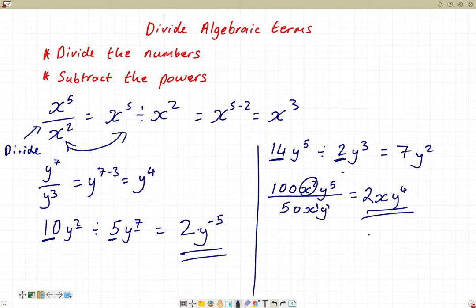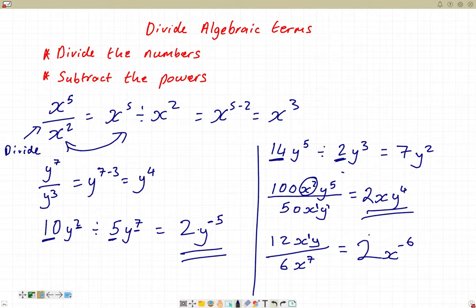Okay, let's try another one. So let's say I had 12xy divided by 6x to the power of 7. Now for this one, 12 divided by 6 is 2. Now here I have x to the power of 1 divided by x to the power of 7, not x to the power of 7 divided by x to the power of 1. So I have to do 1 take away 7, which is negative 6. Okay, so that's the x done.